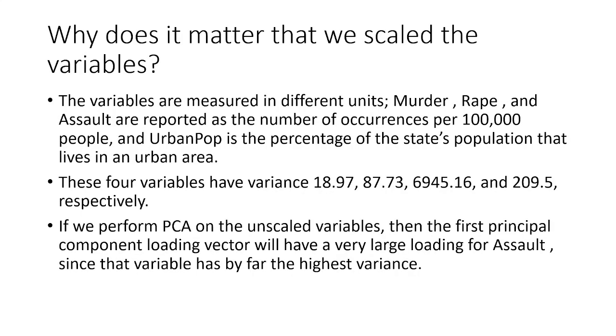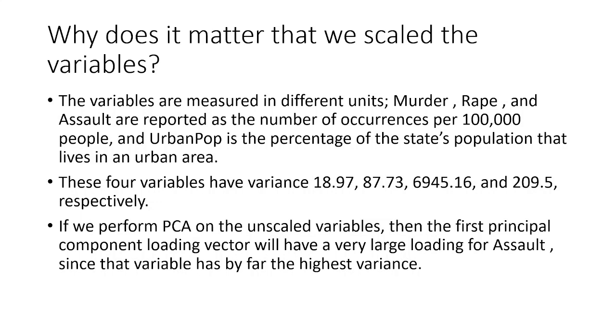So why does it matter? Why is it important? The variables are measured in different units. In this case, when we use the US arrest data, you can run the summary function in R to look at this. The murder, rape and assault are reported as the number of occurrences per 100,000 people, and the urban population is the percentage of the state's population that lives in an urban area.